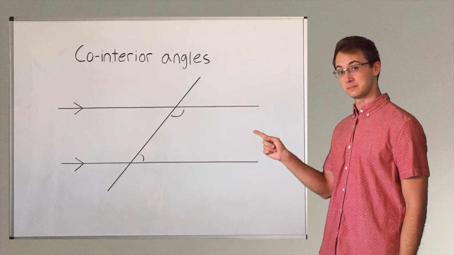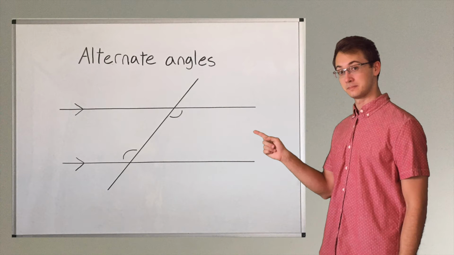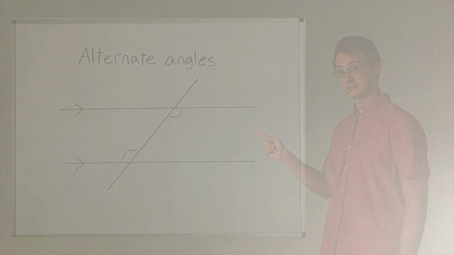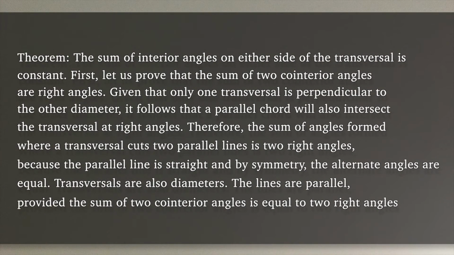A cointerior angle is defined as an angle that lies between two different lines on the same side of the transversal. An alternate angle is defined as an angle that lies between the parallel lines and is equal to the cointerior angle located at the other parallel line on the opposite side of the transversal. Now, let's go through the fifth requirement. Theorem: the sum of interior angles on either side of the transversal is constant.